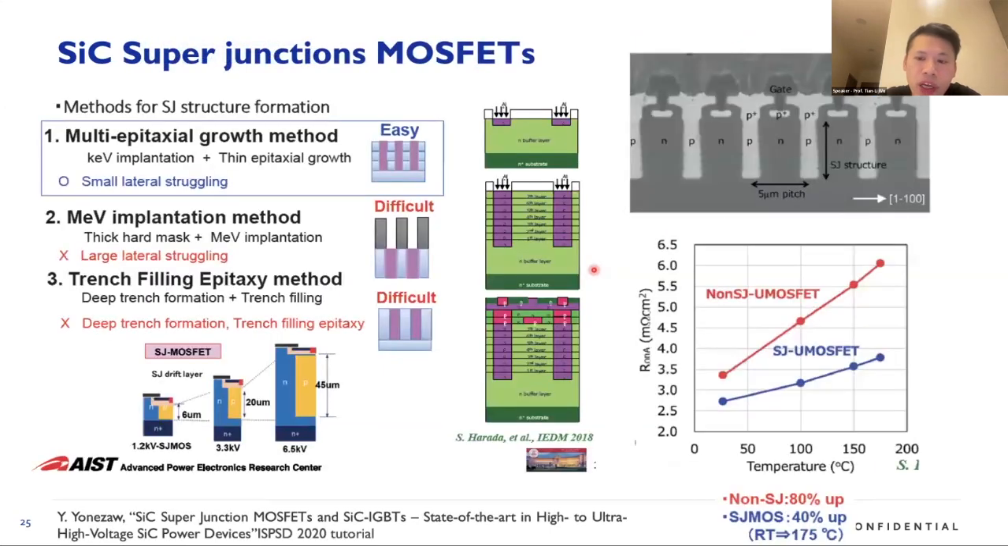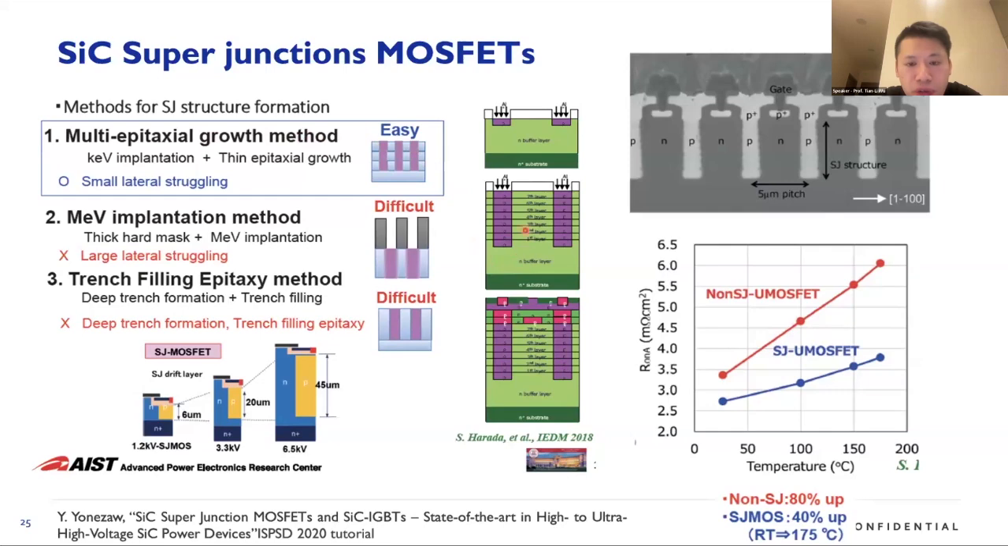And also, in order to continue to reduce the resistance, the super junction has to be considered. This was demonstrated by AIST in ISPSD 2020, using a multiple epitaxial growth method to realize this trench super junction MOSFET.